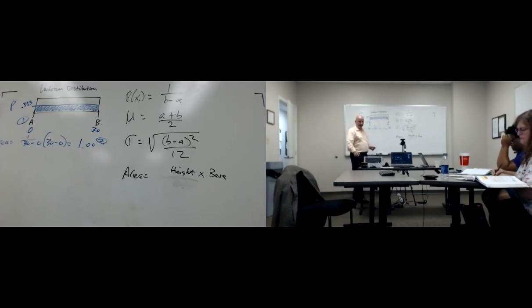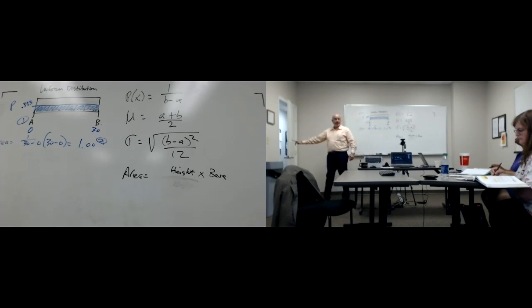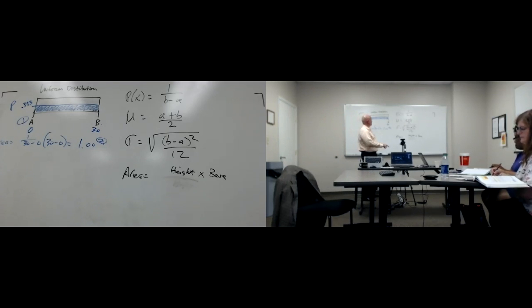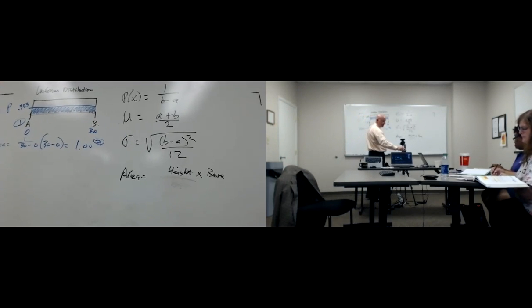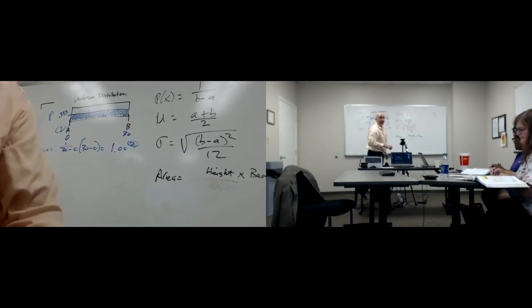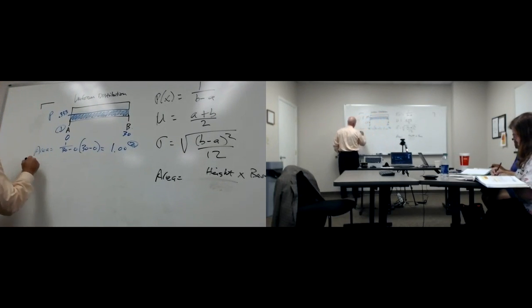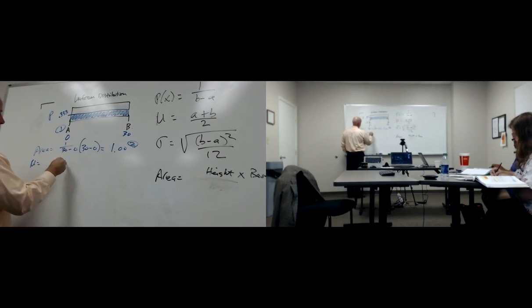Number 3. Here's the good stuff. How long will a student typically have to wait for a bus? 30 minutes. In other words, what's the mean waiting time? Let's apply this for 15 minutes. How are we getting this? A plus B, so 0 plus 30, A plus B, divided by 2.